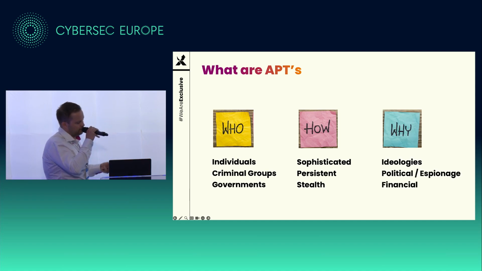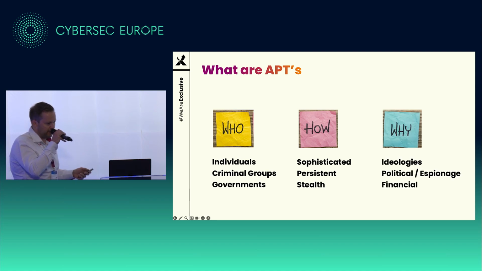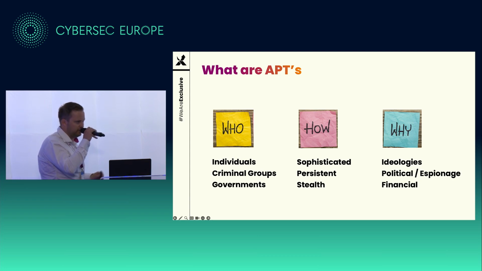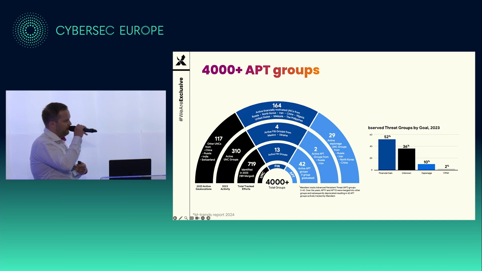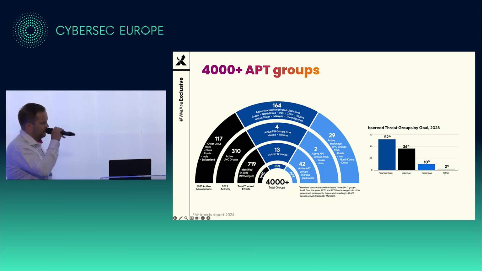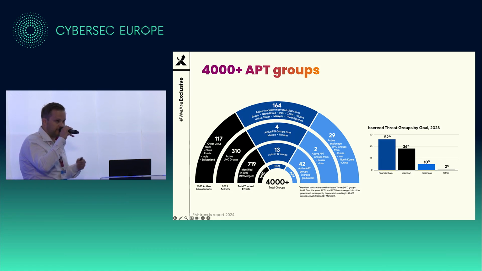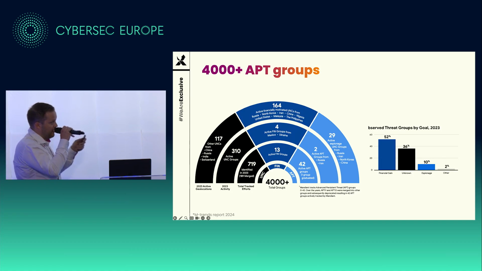Why are they doing this? Sometimes ideology, most of the time it's financial. Of course, espionage, but that's a smaller part, but everything is for money. We are a fan of Mandiant trend reports. We're going to use them a lot. Every number you're going to see today, I think, is from that report. But they're tracking over 4,000 groups. So 4,000 different APT groups that they're tracking that they can identify.